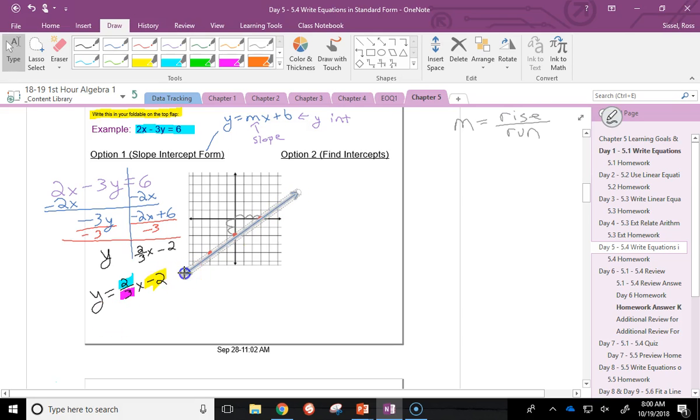Ooh, that one's real close. Oh, it was there. There we go. And there we have graphed that line from standard form, we went to slope-intercept form, and we graphed it.